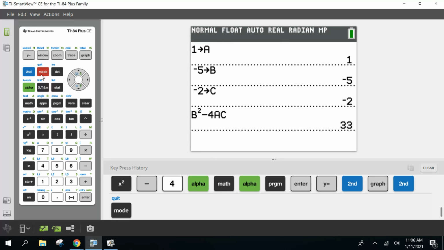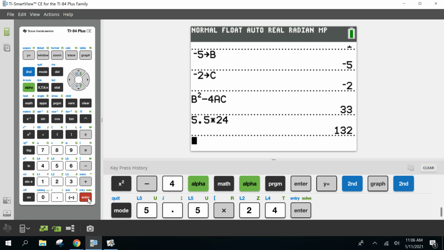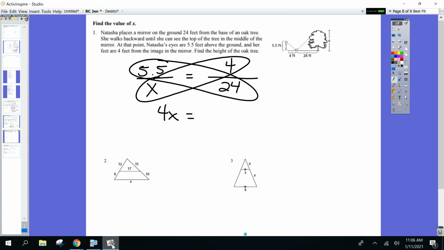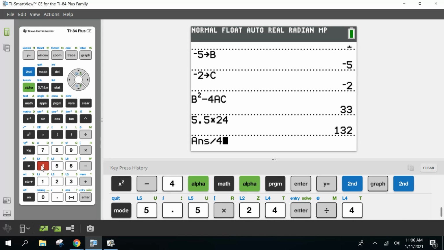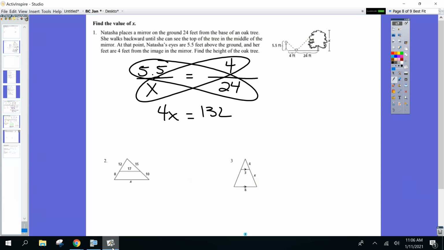Okay, so just doing this real quickly, 5.5 times 24. I end up with 132, everybody. Divide both sides by 4. 33. So the height of that oak tree is 33 feet. Make sure if the problem has units, so do you. Everyone all good?